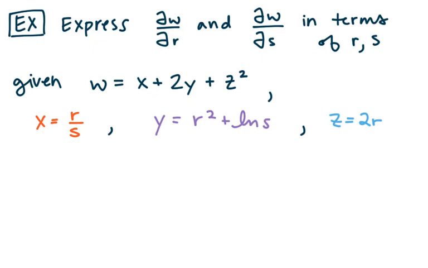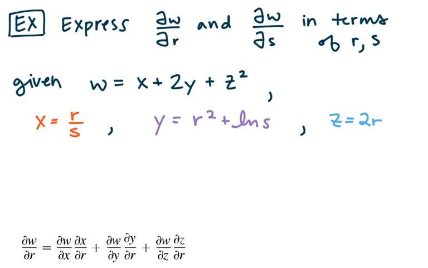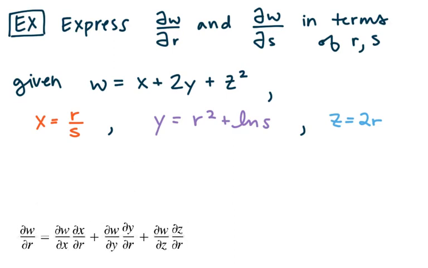So let's start first by finding partial w with respect to r. I've pulled in our formula, which we just defined on the previous slide. That means I need the partial of w with respect to x, with respect to y, and with respect to z, and then the partial of each x, y, and z with respect to r. As we work through these problems, I prefer to do each partial individually. I do my scratch work for each one, and then I just pull it all together. So that's what I'm going to do here.